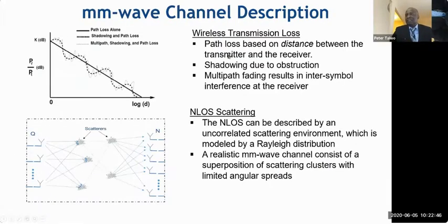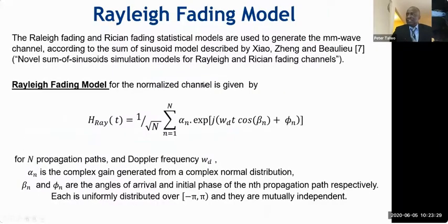The millimeter wave channel also suffers transmission losses, which are due to path loss, as a result of the distance between the transmitter and the receiver, shadowing due to obstruction, and multipath, which results in intersymbol interference. Also, there is the non-line of sight scattering, which we're going to describe by the Rayleigh distribution. And we should also note that the resolved path in millimeter wave actually consists of a superposition of scattering clusters with limited angular spread. So this is the Rayleigh fading model.